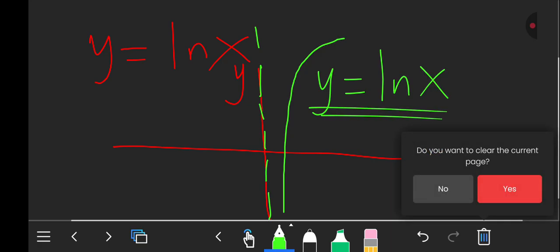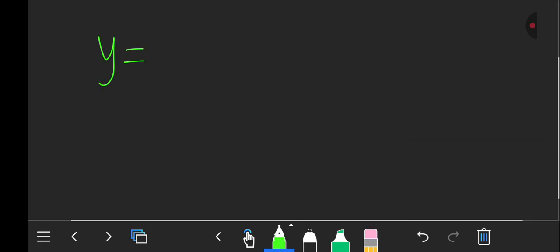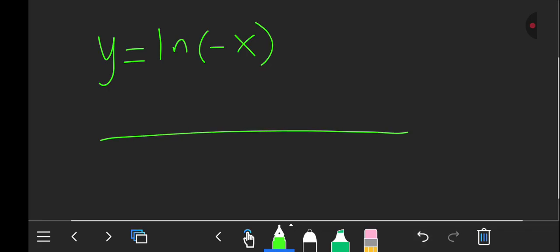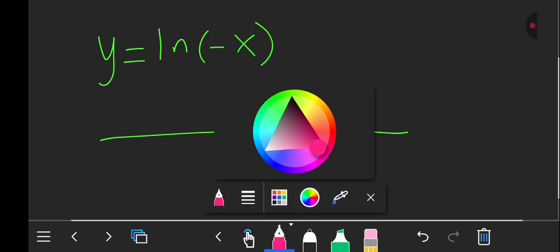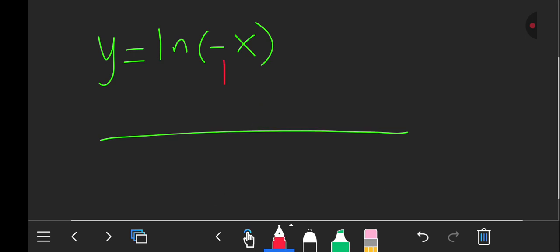Let's look at another example. Let's say you have y is equal to ln of negative x. How can you sketch that? As usual, the asymptote is the y-axis, so the graph shouldn't cross the y-axis. Because x is negative there, the graph will start from the negative x-axis, then come down like that. It shouldn't cross or touch the y-axis. So that is y is equal to ln of negative x. That is how to sketch that.